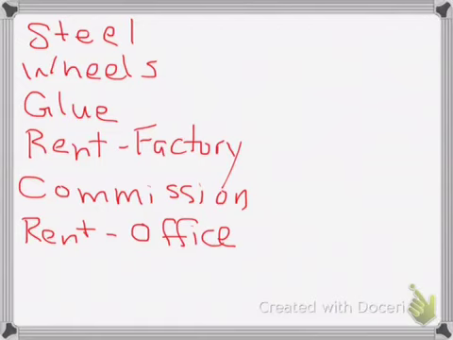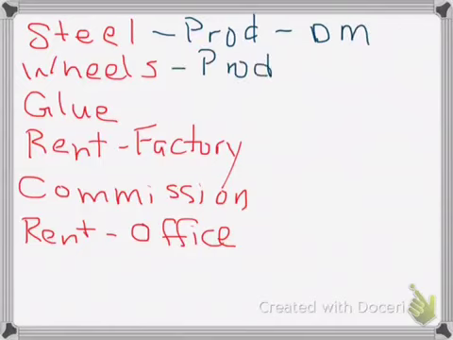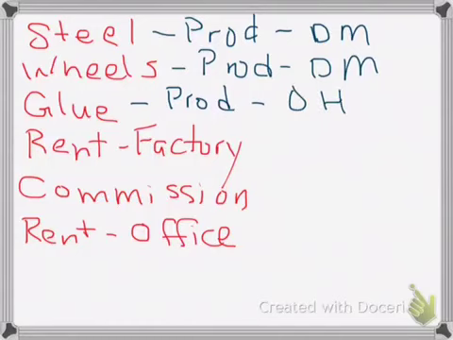Then we have steel. So let's say that we're making an automobile. The steel would be a product cost because it is used in making this product. And so that would be part of my direct materials. Wheels are also part of that product and what we're making, and that's also a direct material item. Glue. Now glue is a material that we are using, and that is a product cost, but it's not directly traceable, or it's not easily traced to the product, and so that would be part of my overhead cost.